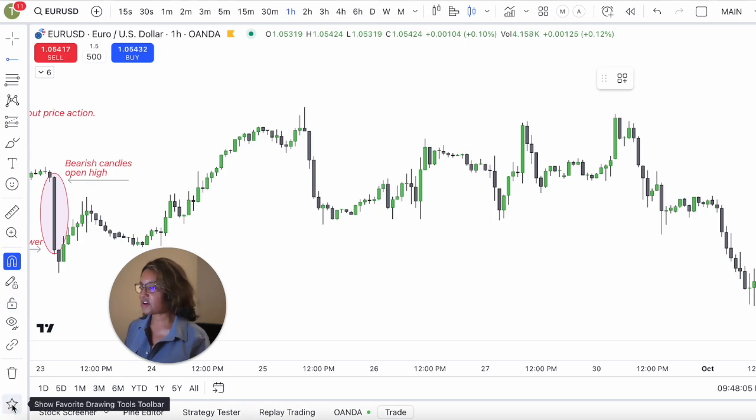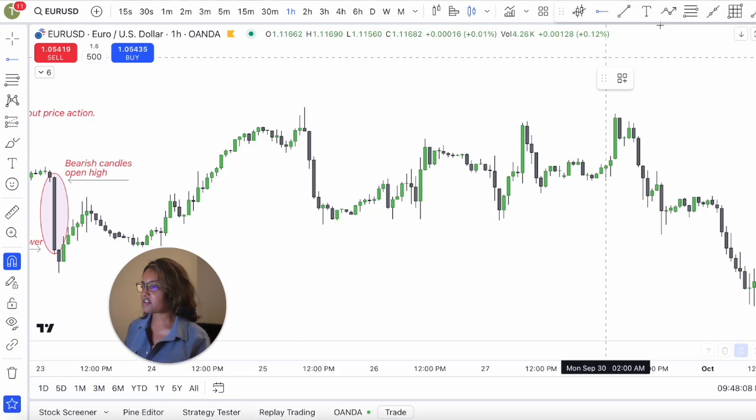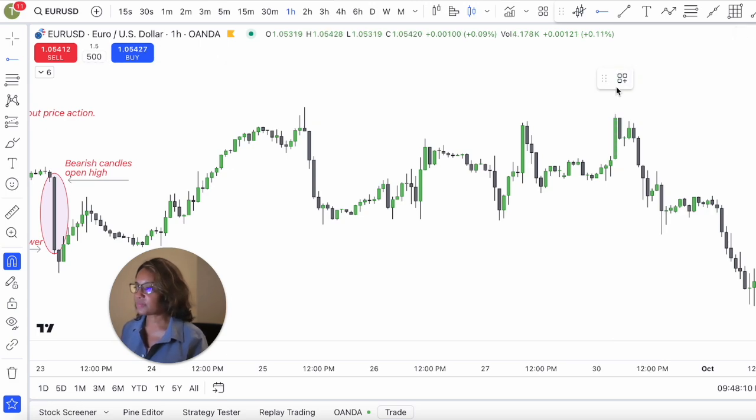So if you click the star like this, then your favorites bar will show here.